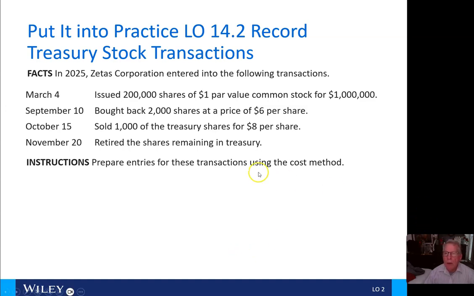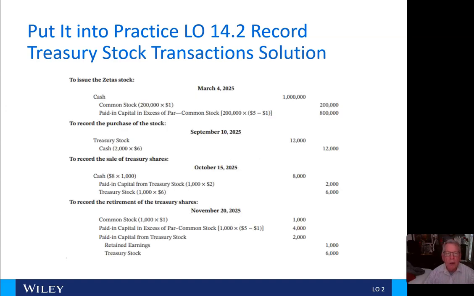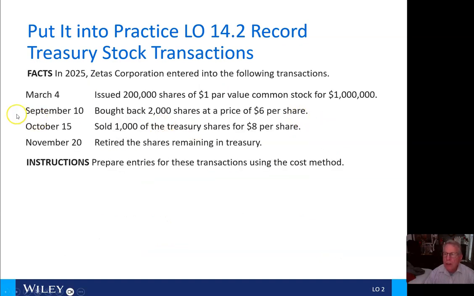Okay, now here we have some transactions, and let's go through the first one on March 4th. We issued 200,000 shares, $1 par value common stock for $1 million. So that one's pretty easy here. Debit cash for $1 million, credit common stock at par for $200,000 with a remainder to paid in capital in excess of par. On September 10th, we bought back 2,000 shares at $6 per share.